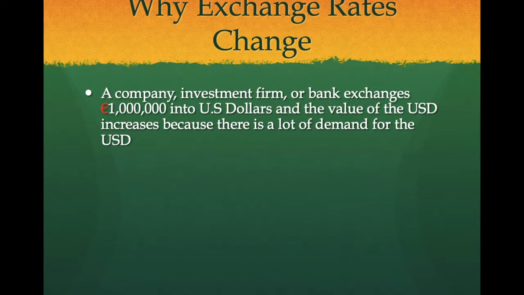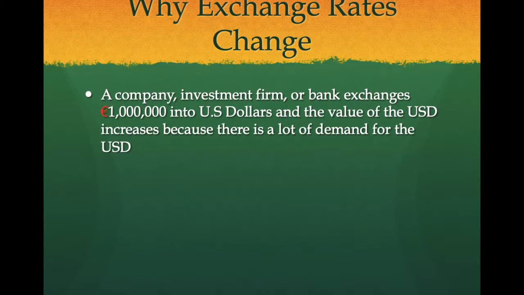So let's go with an example. A company, an investment firm, or a bank exchanges 1 million euros into US dollars. And so the value of the US dollar increases because there is a lot of demand for the US dollar. Now, within the Forex world, there's a lot more money moving each day, a lot more money than $1 million or euros. And this is what makes the exchange rates move up and down.